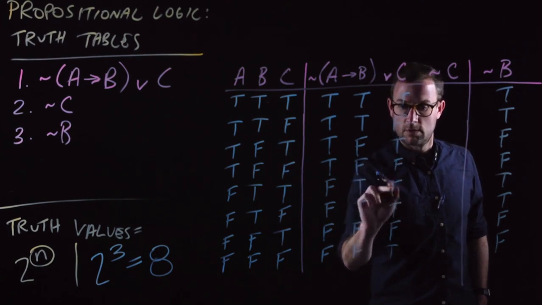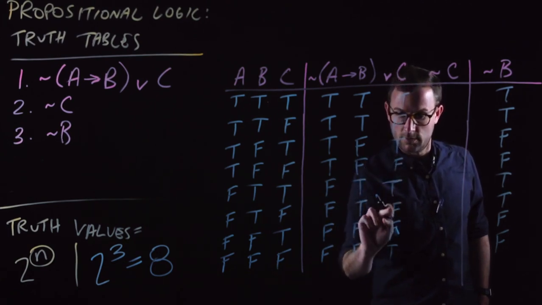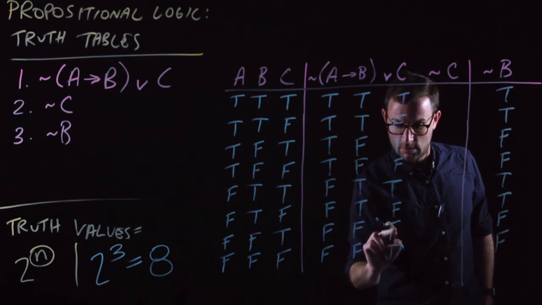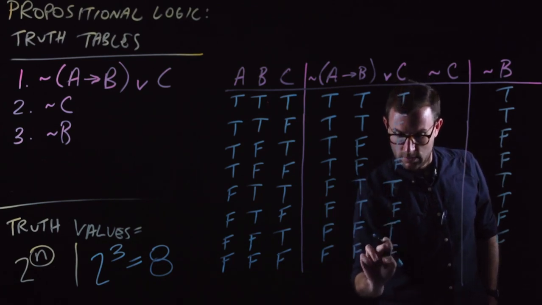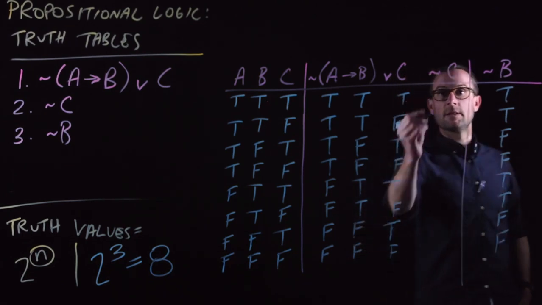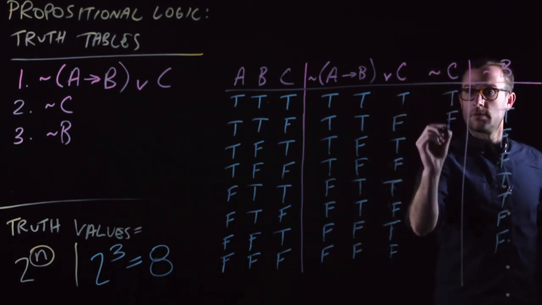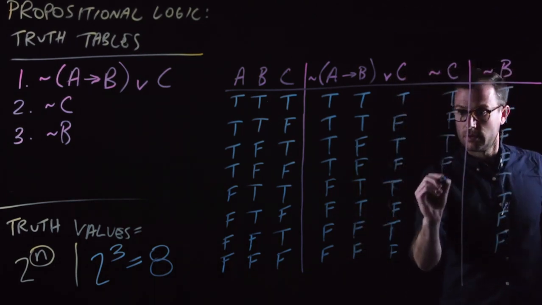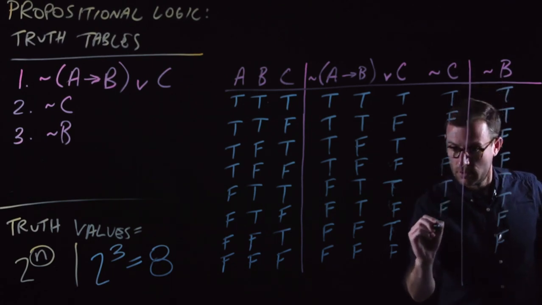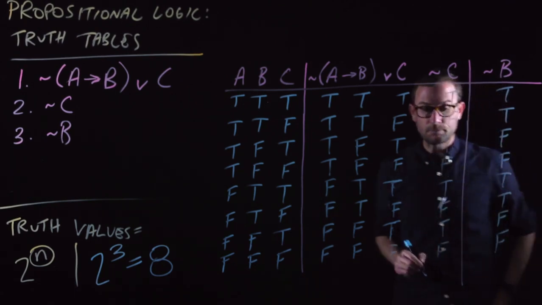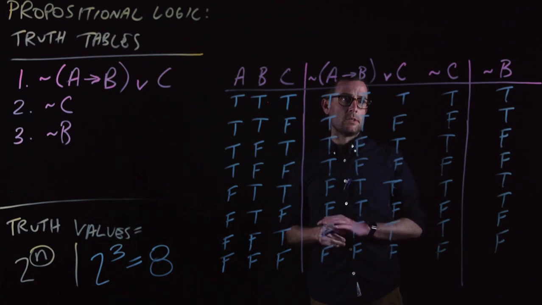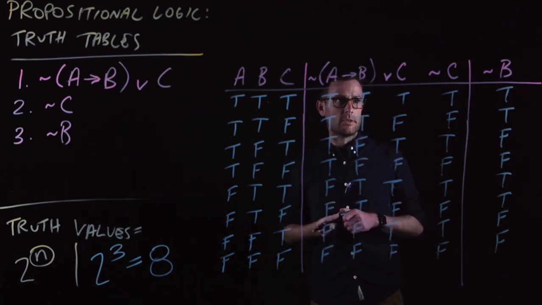False, true, false, true, and false. Okay, and here. True, false, true, false, true, and false. Okay, truth values have been inputted into the truth table.